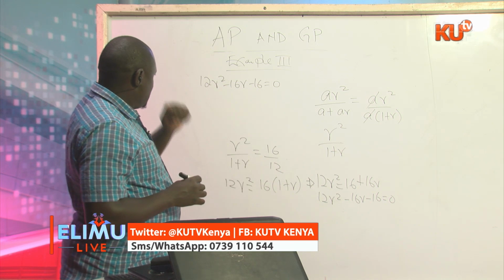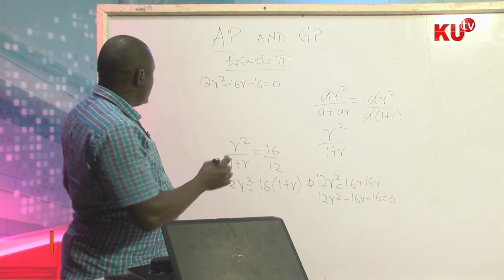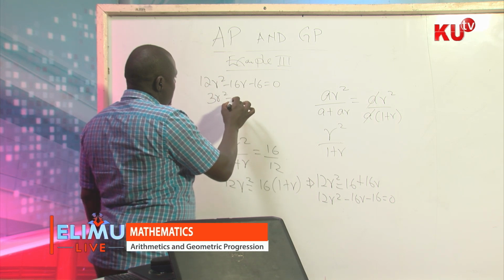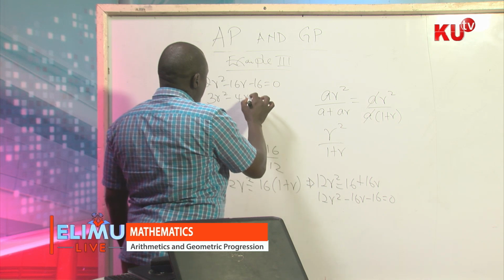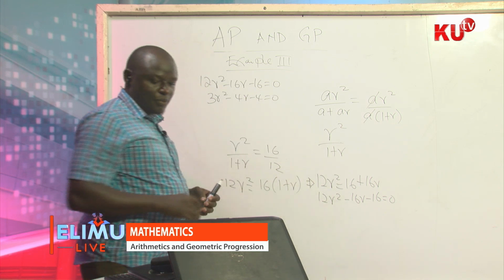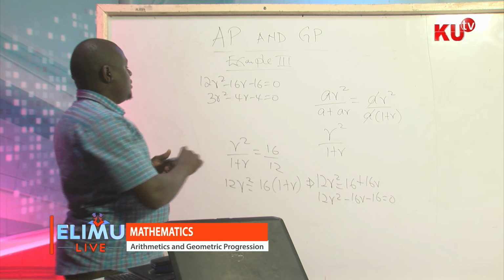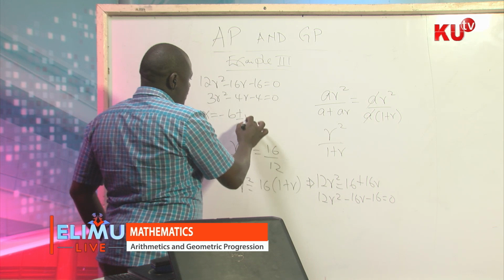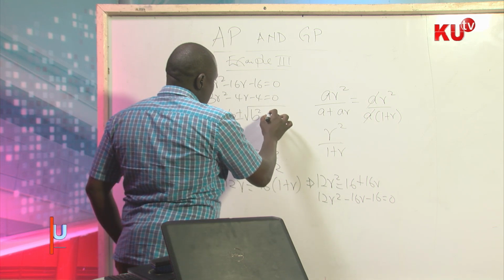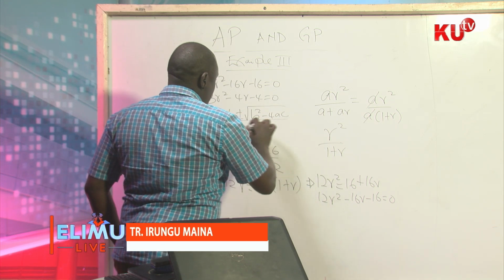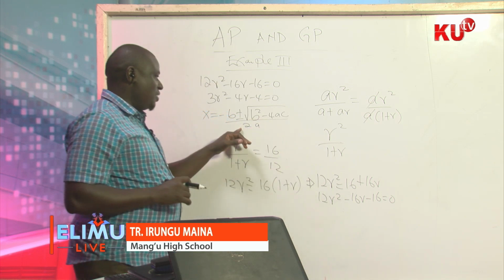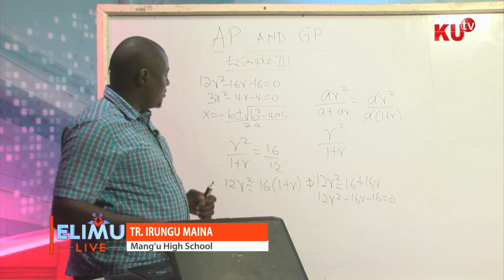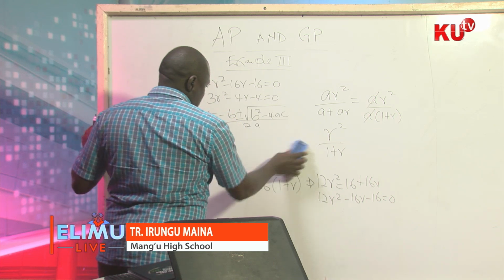We can simplify it by dividing by 4. 4 is common. So we have 3R squared minus 4R minus 4 equals 0. I am going to apply the formula. x equals minus b plus or minus square root of b squared minus 4ac, all divided by 2a. Don't ask me where I got this. It is from the mathematical tables, and it is well provided for in our case.